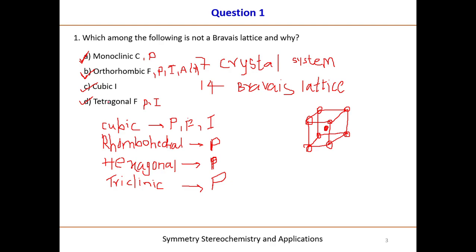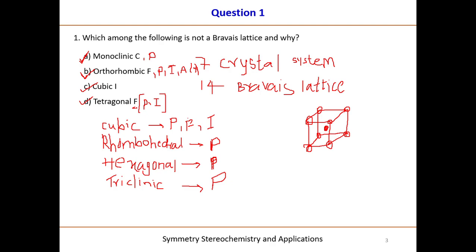Now let's talk about the tetragonal. As I told you, tetragonal has only these two lattices, that is primitive and body centered. These two lattices are Bravais lattices, not face centered. Face centered is not present in tetragonal. Okay.